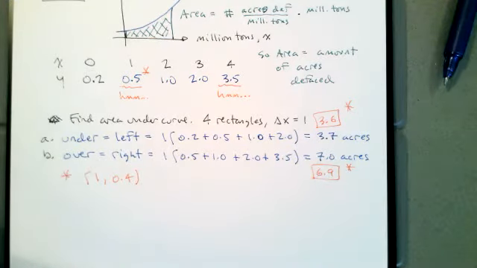Any questions? Comments? Snide remarks? Yeah, 0.1 is a repeating decimal in binary.